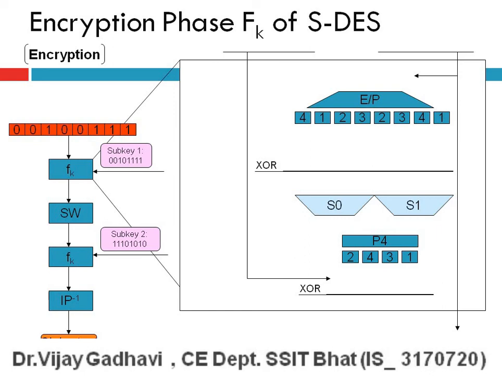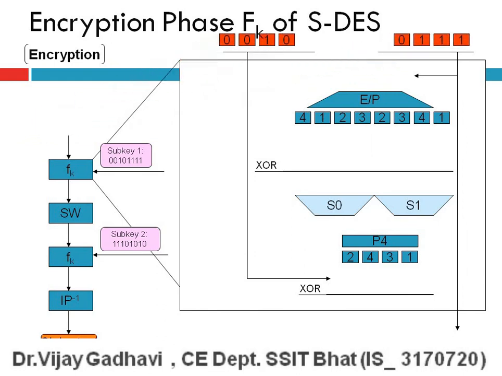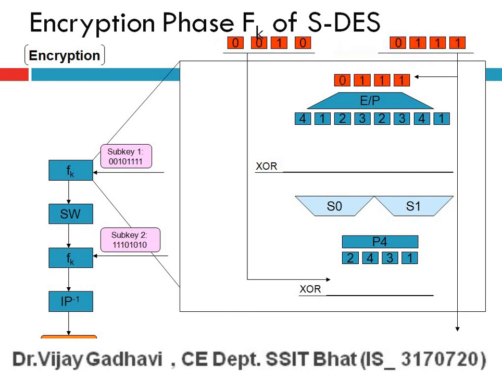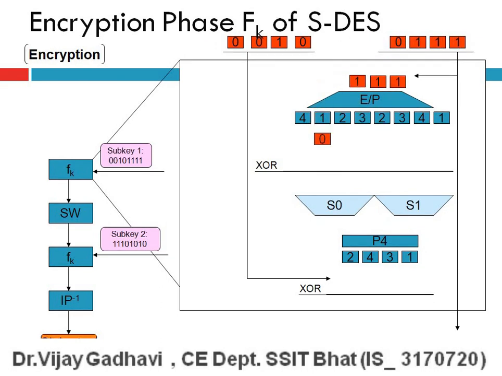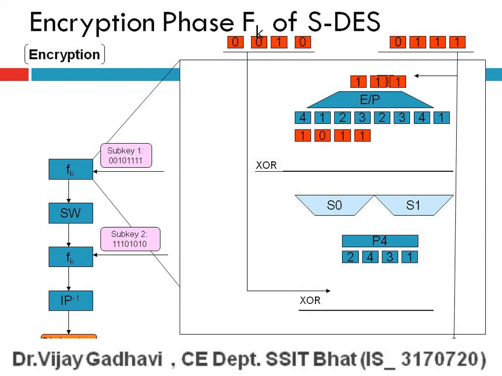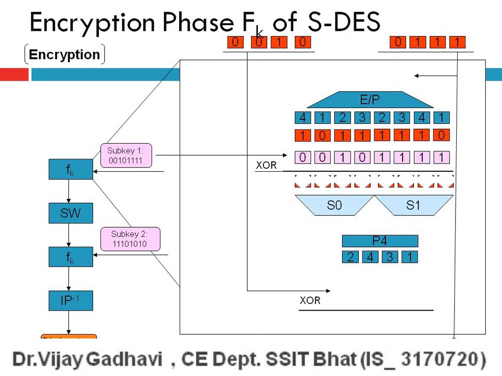Here we see the encryption phase FK of SDES. We are using XOR operations, S0 and S1. Now the bits are transferred, then the swapping and initial permutation. Now once again the bit transfer according to the equation of encryption in SDES. Now subkey 1 is 0 0 1 0 and four times 1, using XOR operation with 0 0 1 0 and four times 1.